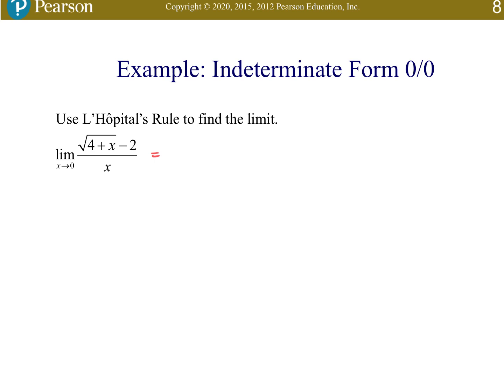Okay, let's prove that L'Hopital's rule is available to us here. So we're going to drop in 0. So that'll give me 4 plus 0, square root of that, minus 2. That'll give me 0 in the denominator. Which is 2 minus 2, which is 0 over 0. So I have a legitimate case that I can invoke L'Hopital's rule here.